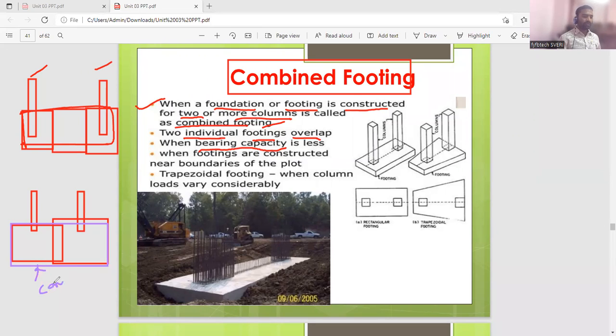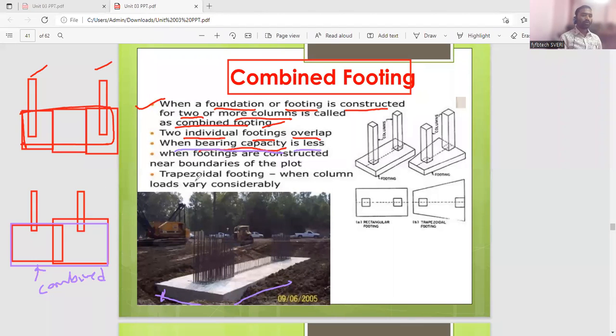It is a combined footing. Combined footing is provided when loads from the columns are very large, columns are spaced near, and the soil is weak. When bearing capacity is less, kiska bearing capacity? Soil. Iske beech mein kya hai idhar? Soil hai na. Is soil ka bearing capacity kam hai, to we are providing combined footing.